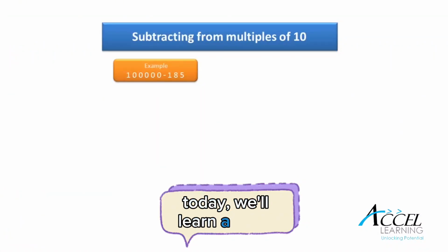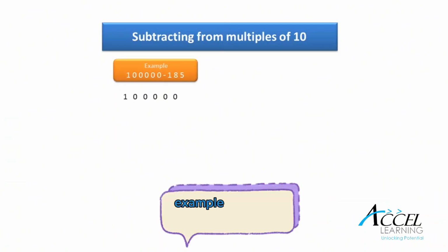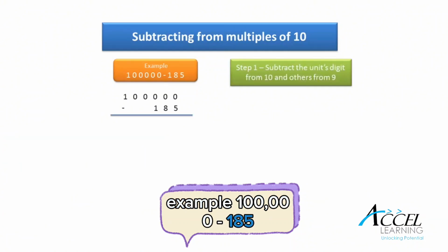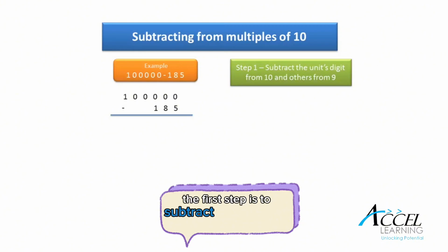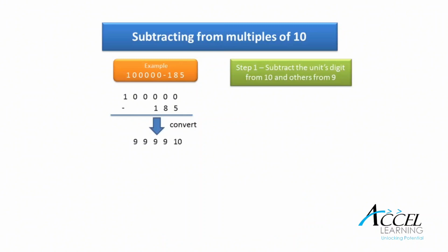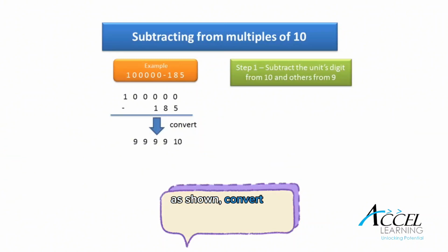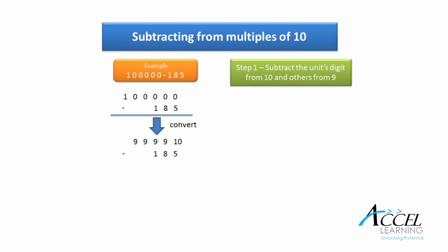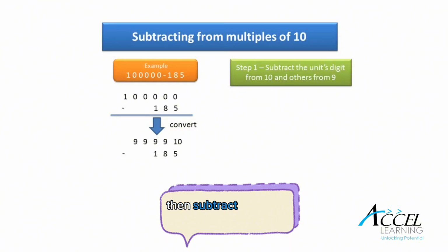Today, we'll learn a faster way to subtract from multiples of 10. Example, 100,000 minus 185. The first step is to subtract the units digit from 10 and others from 9. As shown, convert the last digit of the minuend to 10 and the rest to 9. Then, subtract 185 from the converted minuend.